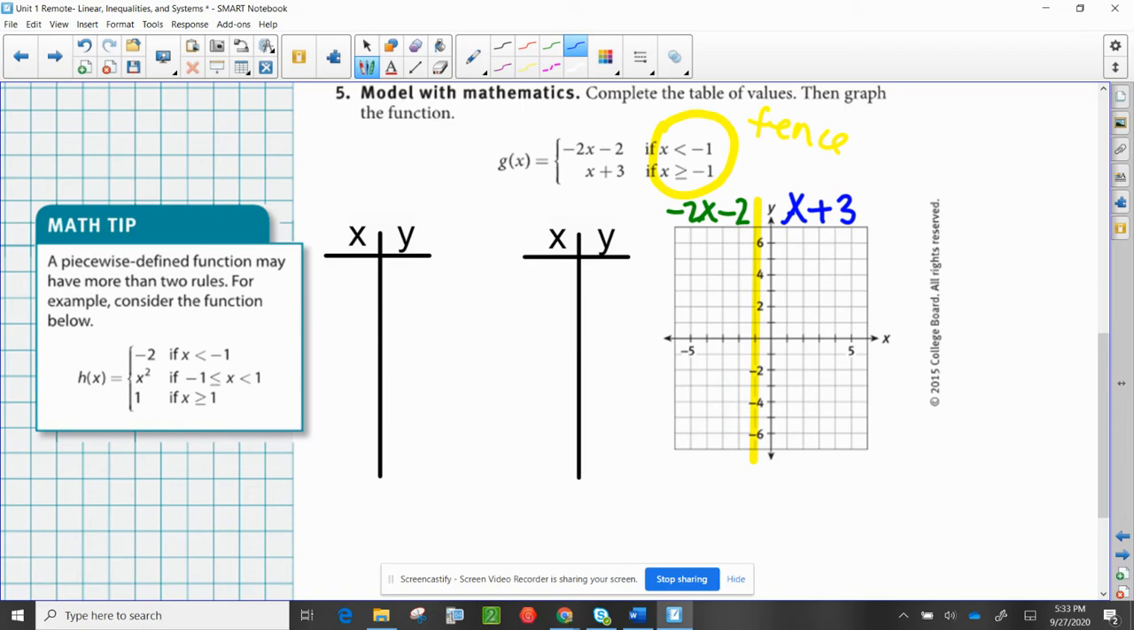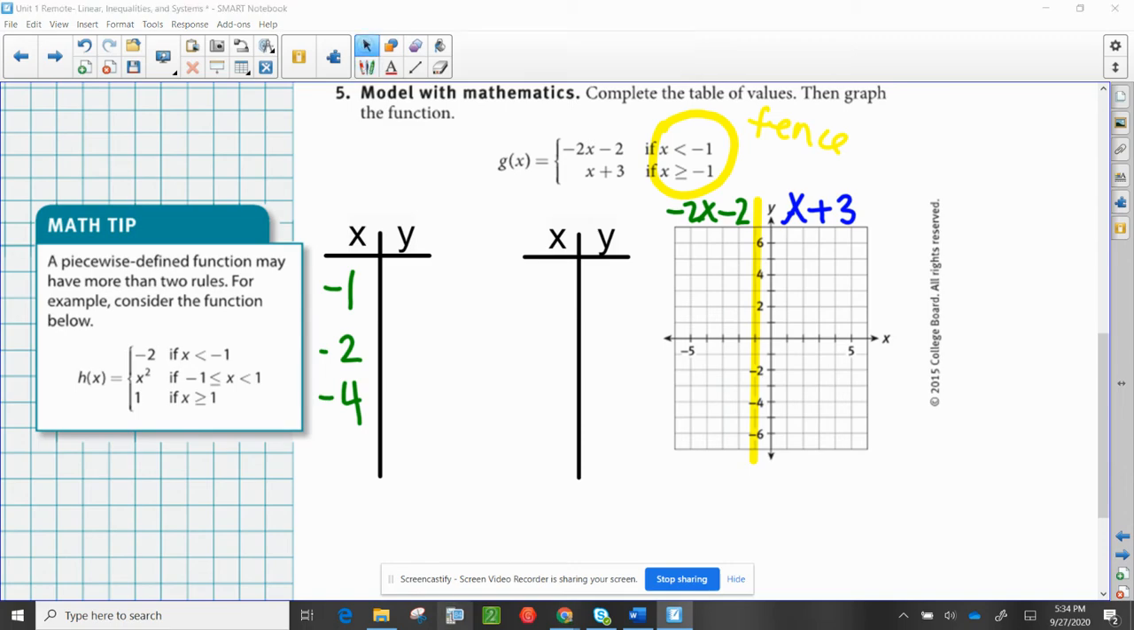So let's make our table for each. On the left side, again, you have to pick the fence. So I have to pick -1, but then just pick any other number that's on the correct side of your fence. Again, this green line can only be on the left side, so I have to pick numbers that are less than -1. So maybe let's pick -2 and -4. It doesn't matter what you pick. I'm just picking random numbers that I know are smaller than -1.